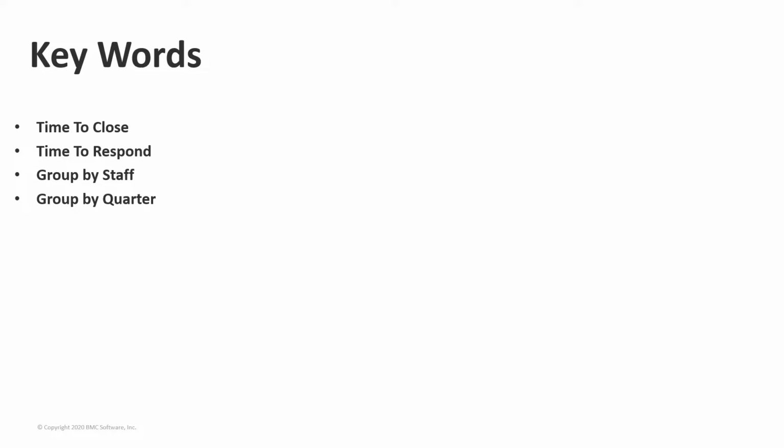So we should be able to build a scalable report that we can modify easily. We should be able to get the time to close based on the open date and the close date. And we should be able to get the time to respond based on a field called responded date. Okay, so what are our options available?